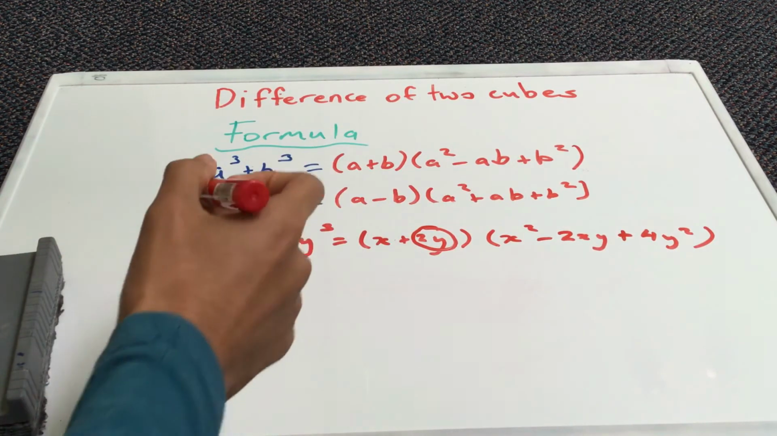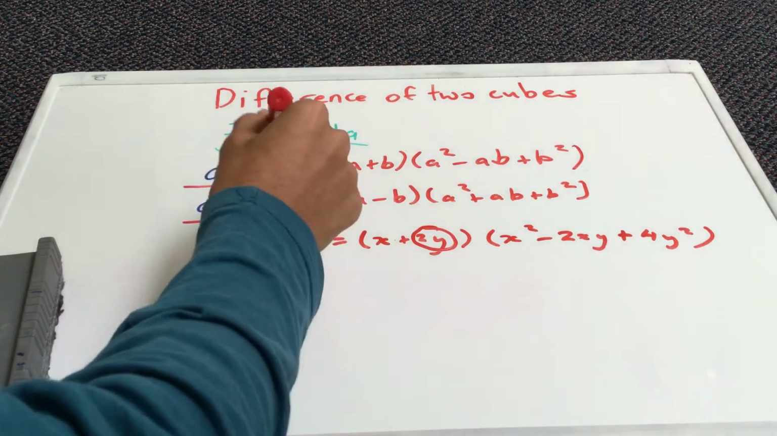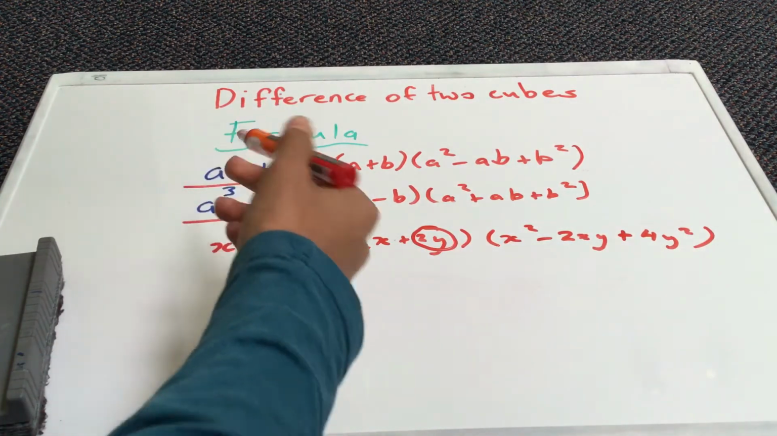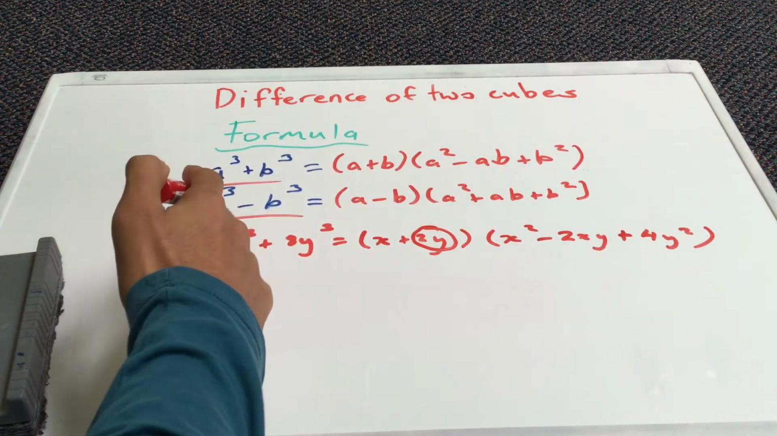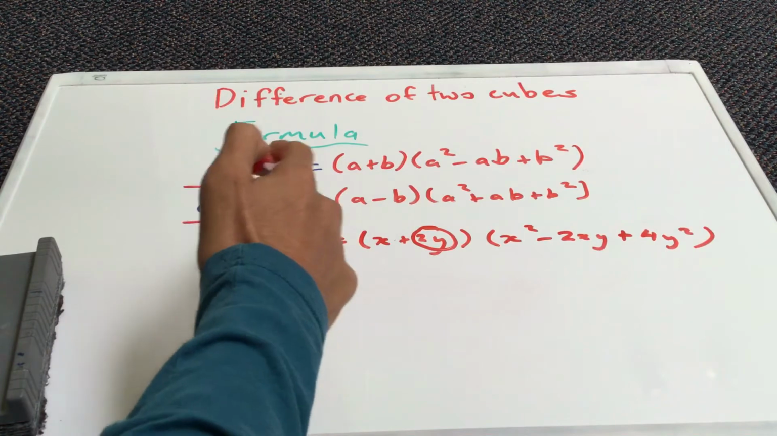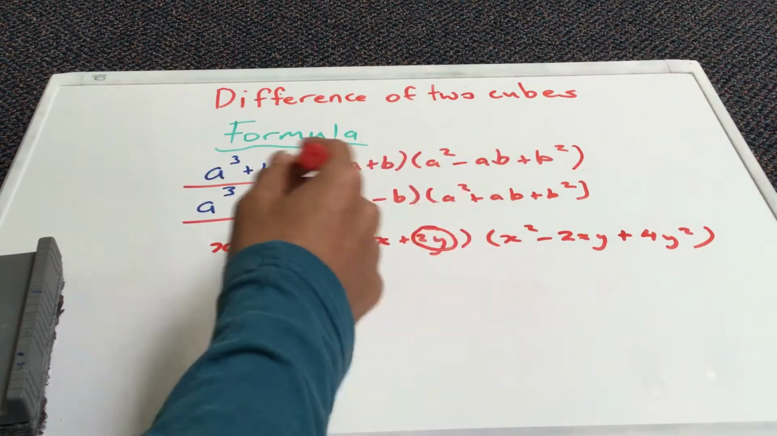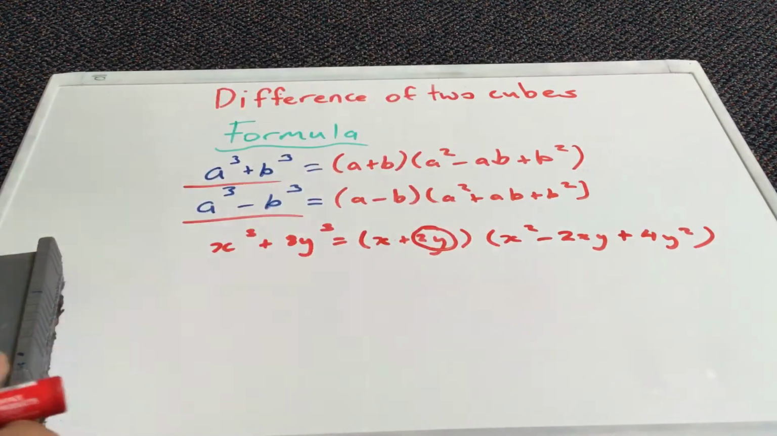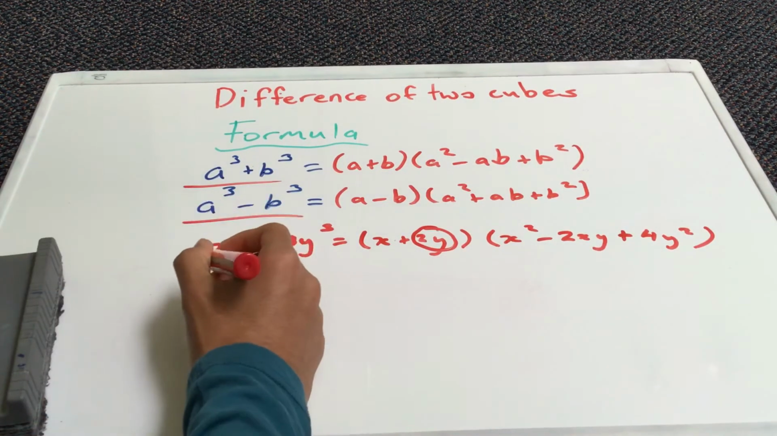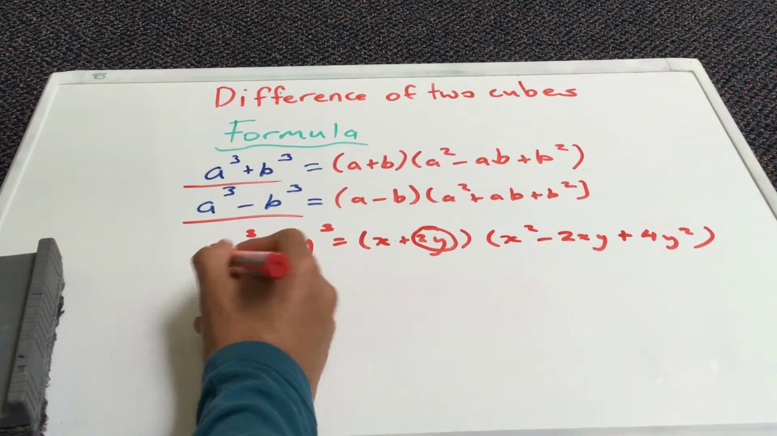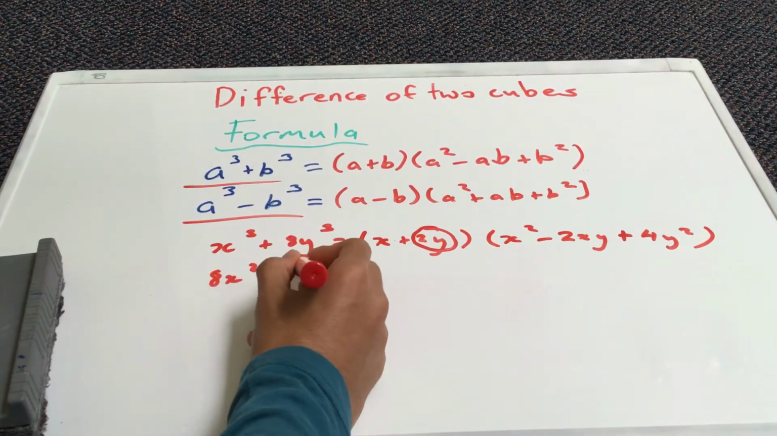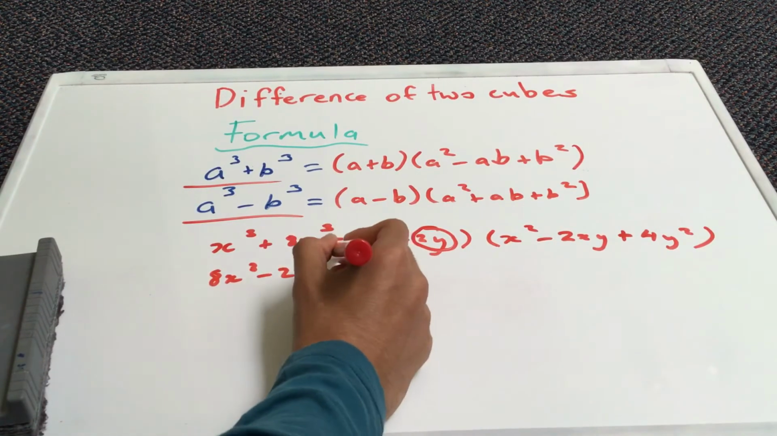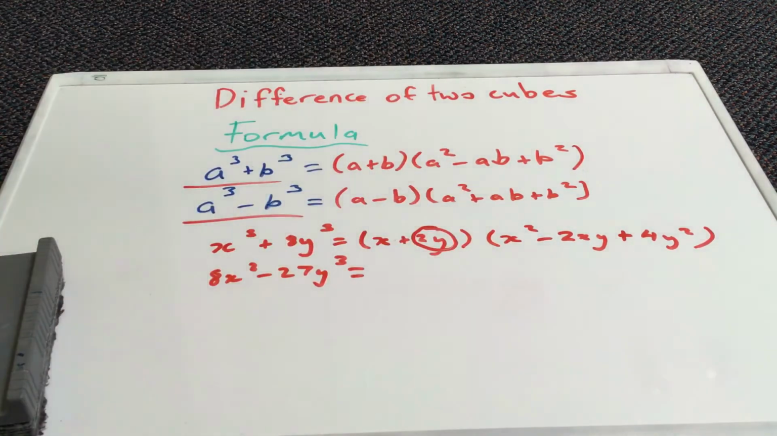But remember, for solving these, you really need to know what is in the position of, like, if it's a minus or it's a plus, because the formulas are different. For a minus, if the equation has a minus between the variables, then you have to use this formula. But if it's the other way around, then use the other one. So keep that in mind. So let's do 8x to the power of 3 minus 27y cubed. Okay, this is our question.